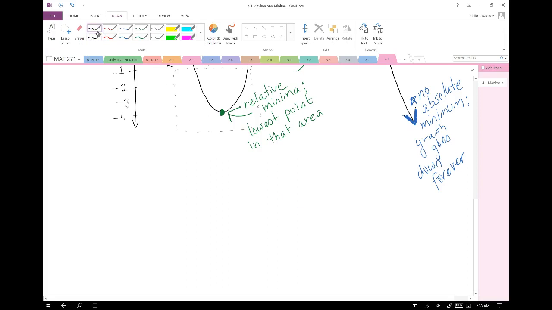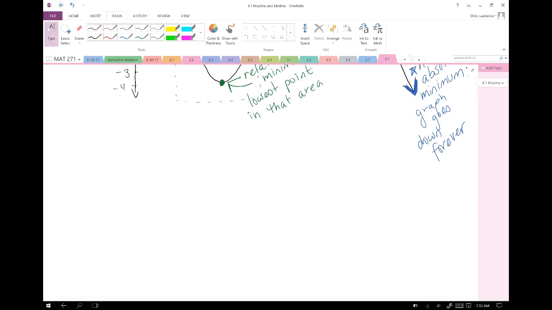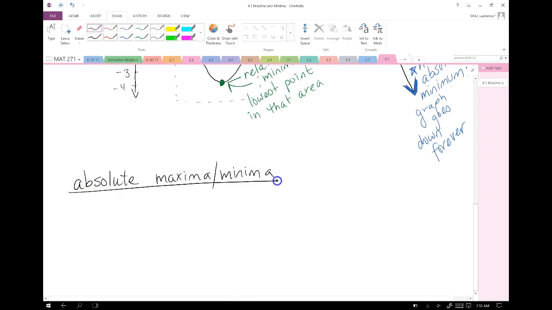So let me write this out to some notes, because that was kind of a messy graph. We've got absolute maxima and minima. And these are the highest and lowest points on a graph. The absolute highest and lowest.